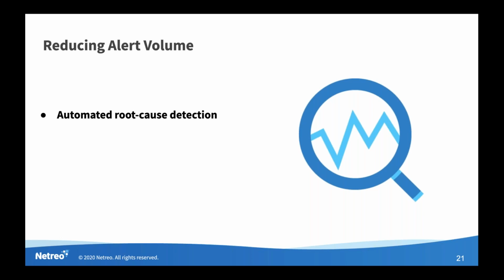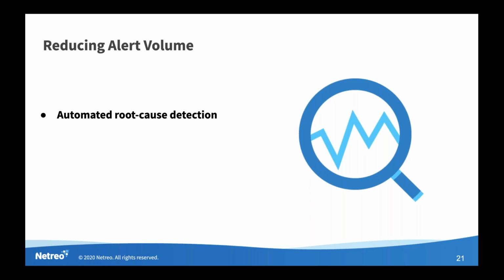Another way to reduce this alerting problem is to take advantage of built-in technologies like root cause detection. Automated root cause detection is going to help by eliminating a lot of possible causes and drastically reducing the number of alerts that are generated, especially during major incidents. And that's going to reduce distractions and avoid unneeded troubleshooting time.